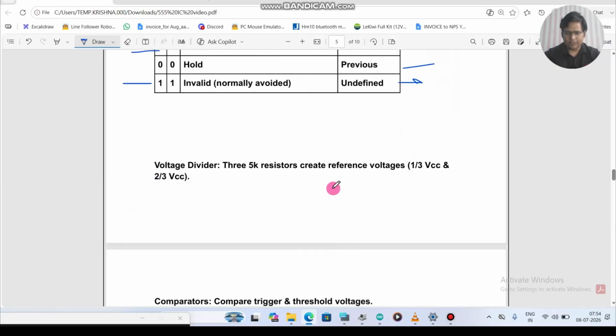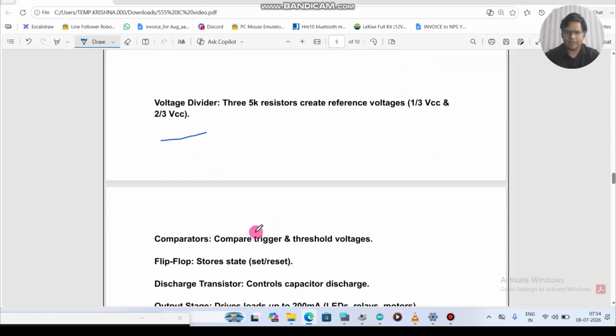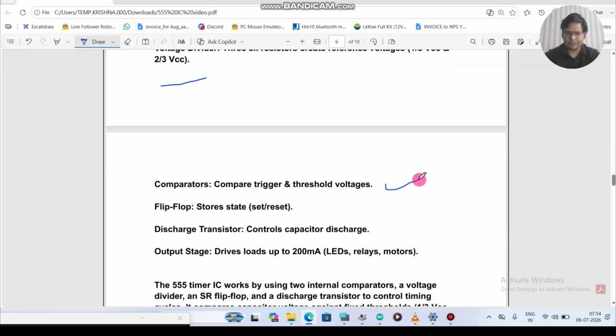Now, the voltage divider of three 5K resistors creates reference voltages of 1/3 and 2/3, which I have already explained. The comparators compare against trigger and threshold voltage. The flip-flop stores the state, set or reset. The discharge transistor controls the capacitor discharge, as I told. The output stage can drive a load up to 200 milliamperes. This is very important, students. We can also control a motor with this, because a motor generally needs 100 or 150 milliamperes. So you can easily drive a motor with this 555 timer IC. That's why we use PWM for controlling the speed of the motor, right? We can connect an LED, relay, motors, all those things.